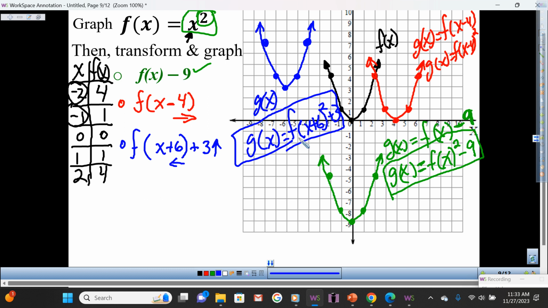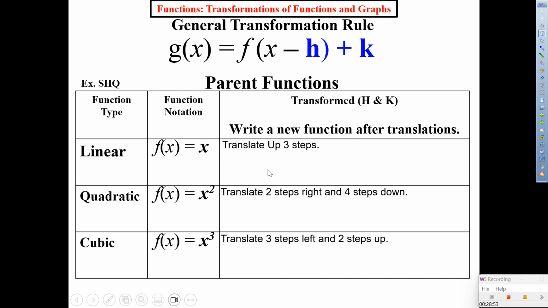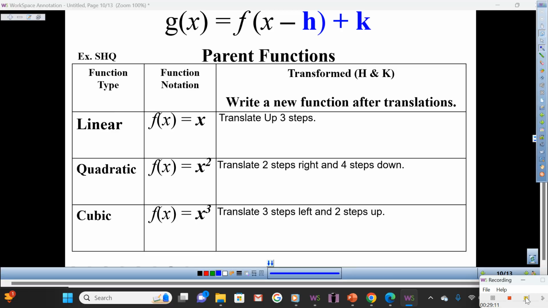From 1 to 5, how comfortable are you with this? Pretty good, right? All we needed to do is add the new function to each of those. Okay? So, that brings us to this next portion. Copy that table on your Cornell notes, please, underneath where you wrote your general transformation rule. Copy the table. I'll give you some time. It's going to go pretty fast.